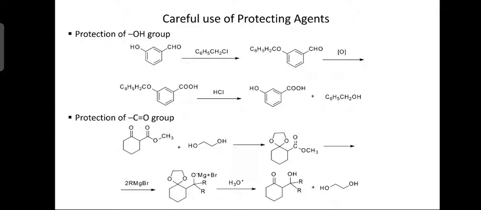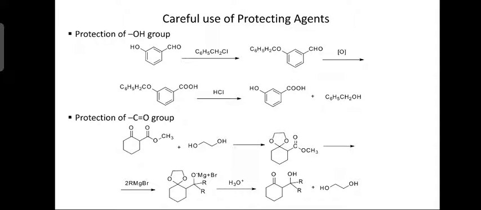Now, let us concentrate on the careful use of protecting agents. There are two parts in this: protection of OH group and protection of CO group. In case an organic compound contains two reactive groups and we would like to use only one of these groups, then the other group has to be protected. When the reaction is completed, the protecting group is removed.